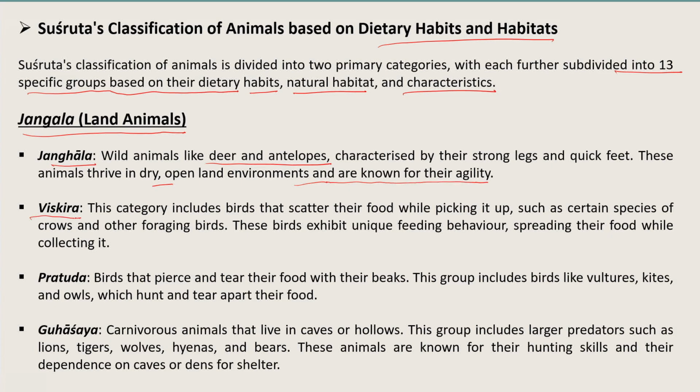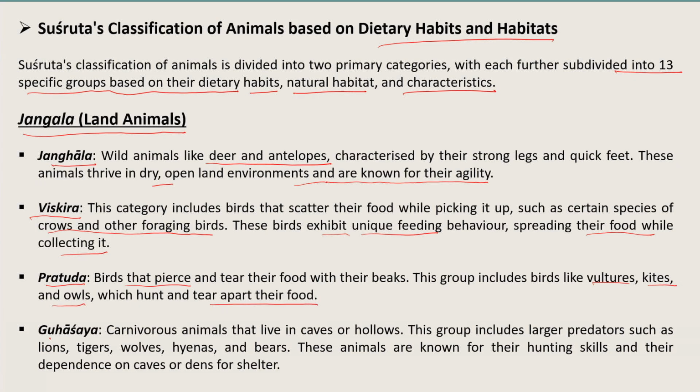Next is Viscera. This category includes birds that scatter their food while picking it up, such as certain species of crows and other foraging birds. These birds exhibit unique feeding behavior, spreading their food while collecting it. Next is Pratud, birds that pierce and tear their food with their beaks. This group includes birds like vultures, kite and owl, which hunt and tear apart their food.